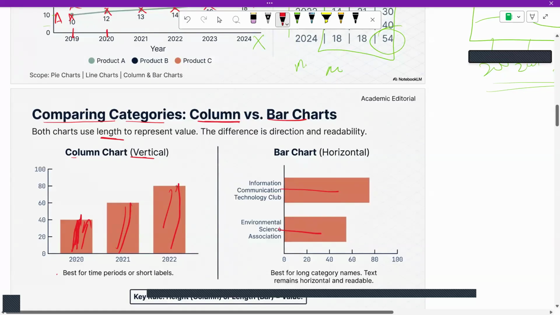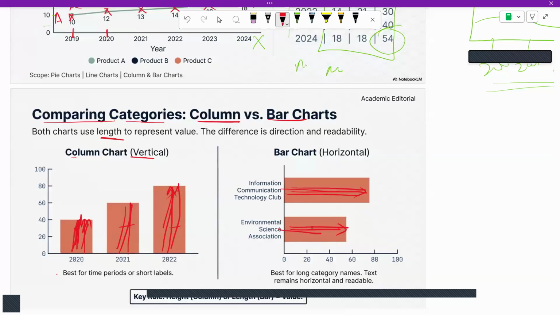For each bar's height, each and everything has its own value. Their height represents its value. Likewise, the length of this bar represents its value. Both charts use length to represent value.